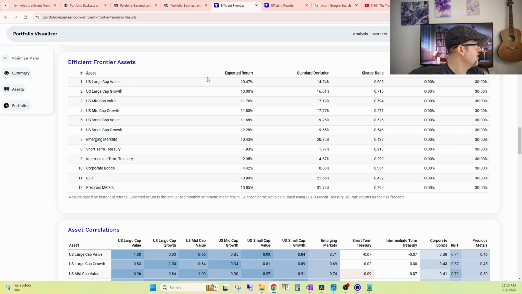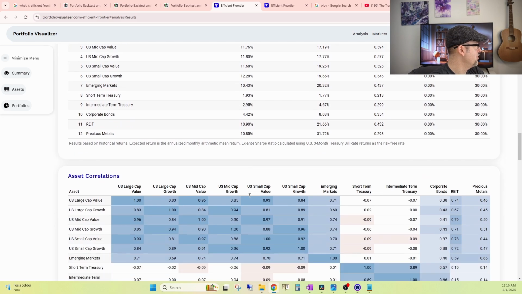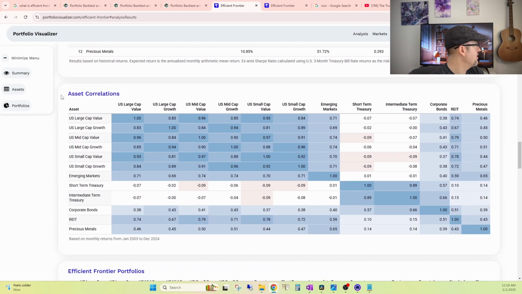Okay, out of each one of these, it's telling us what the expected return is, and then asset correlations. Correlations are important. So the farther these are from each other, the better that they are as far as diversification. So you want to have a diversified portfolio. So we got emerging markets here that's pretty far from large cap growth. So hopefully if large cap growth went up, maybe emerging markets goes down, but they should all balance each other out.